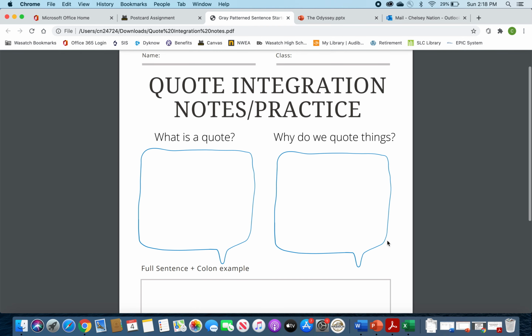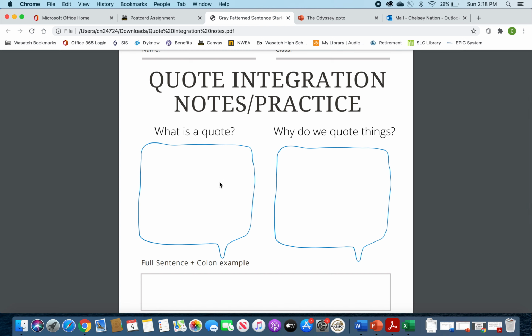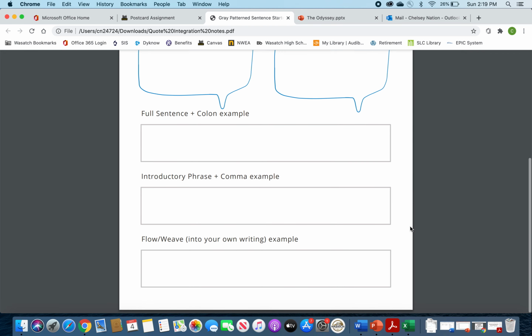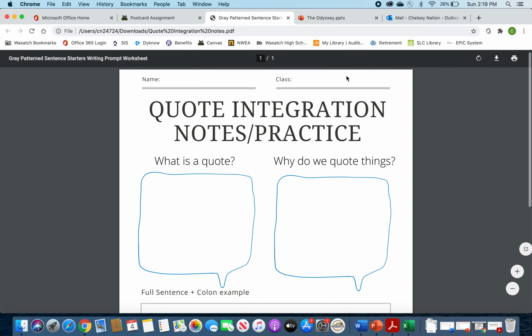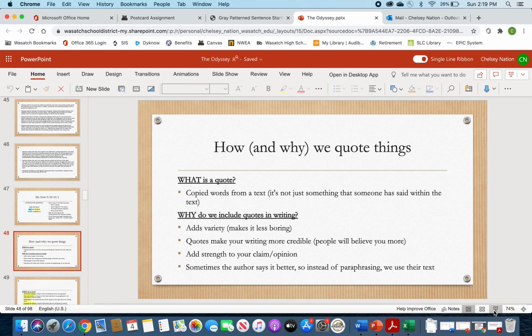So I'm going to show you my PowerPoint of what you need to fill out. You're first going to fill out this information here of what is a quote. And then there's a couple bullet points. I think there's 4 bullet points that talk about why we quote things. Then in the last little bit, I'm going to show you the 3 different examples of how you can incorporate a quote into your writing. So I'm going to show you the full sentence plus colon example, the introductory phrase plus a comma example, and then a flow or a weave into your own writing example. Okay? So let me pull up my PowerPoint and we can get started with that.